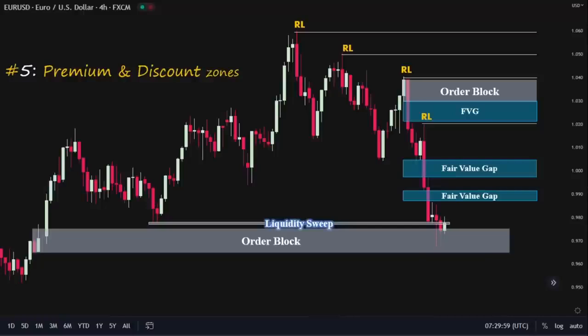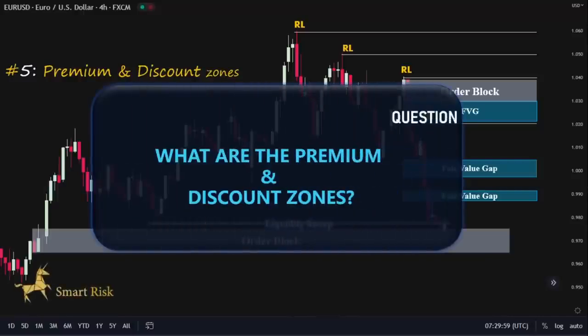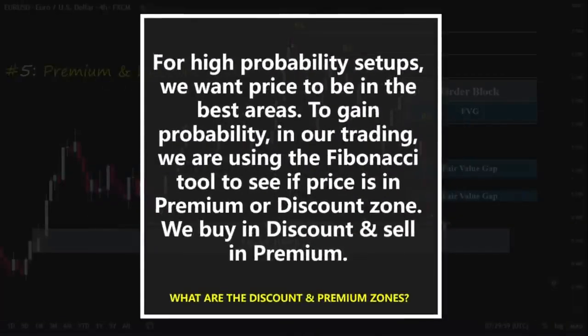So, the next key factor is identifying premium and discount zones. What are the premium and discount zones? For having high probability setups, we want price to be in the best areas. To gain probability in our trading, we are using the Fibonacci tool to see if price is in the premium or discount zone. We buy in the discount and sell in the premium.